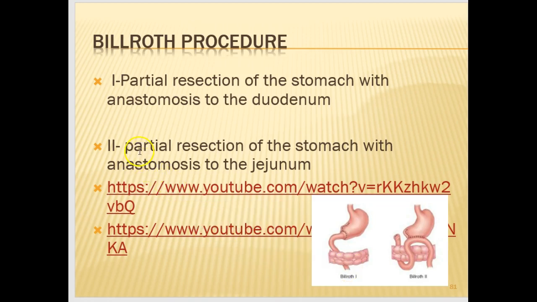But number two, a Billroth 2, is partial resection of the stomach with anastomosis, I'm sorry, anastomosis to the jejunum. So here they go. They cut part of the stomach here, but then they detach from here, but they connect with sutures and so forth, surgical, of course, to the duodenum.